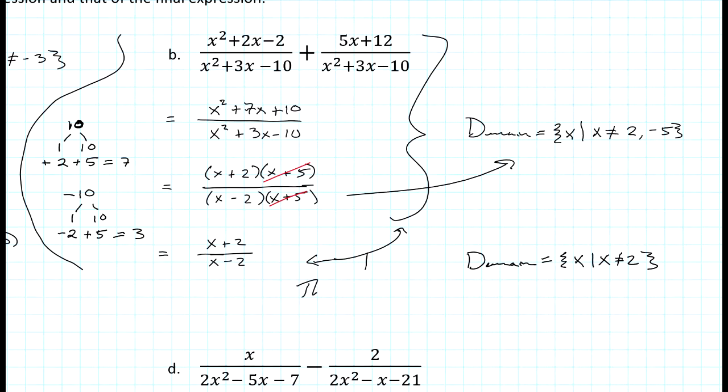I'll write this out fully. These are equal so long as x doesn't equal negative 5, right? If x does equal negative 5, they are no longer equal.